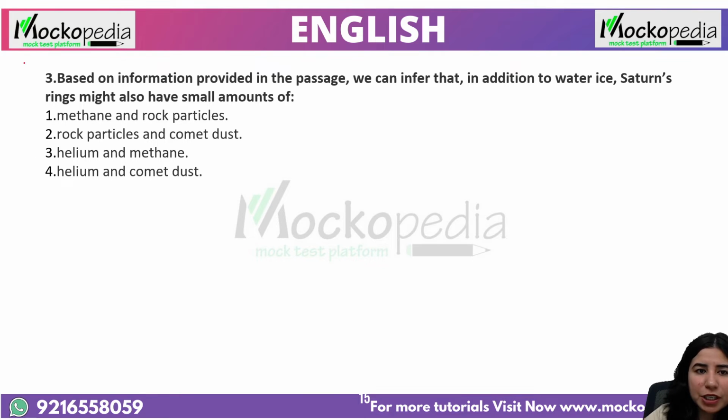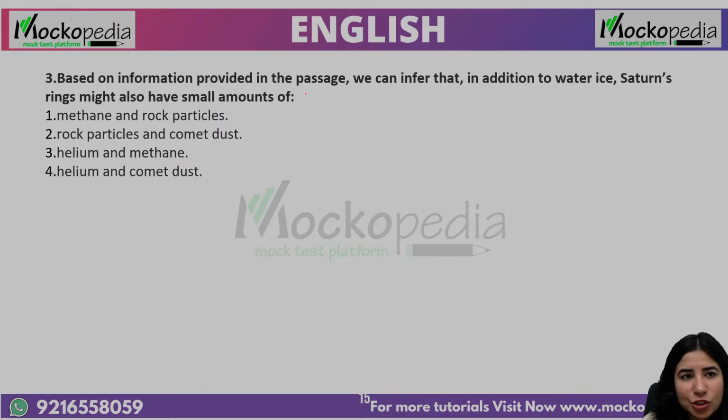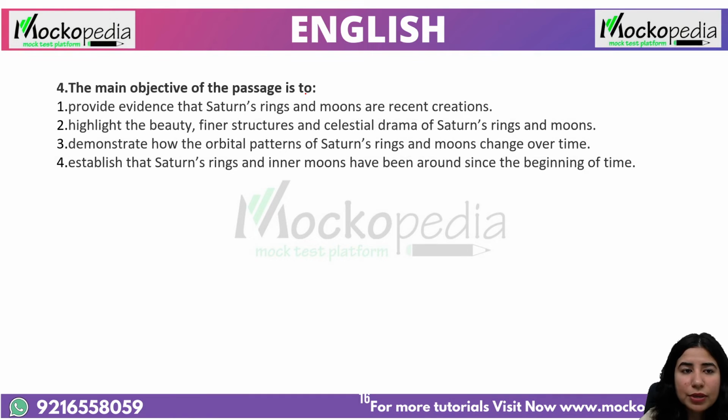मीथेन का तो कोई मेंशन ही नहीं है, राइट? तो आप थर्ड का ए ऑप्शन तो एलिमिनेट कर दीजिए. हीलियम और मीथेन कहीं नहीं बोला, हीलियम कहीं नहीं बोला. रॉक पार्टिकल्स एंड कॉमेट डस्ट, क्लियर क्लियर. एलिमिनेशन से कितना आसान हो जाएगा क्वेश्चन आंसरिंग, राइट? So let's try the fourth question.